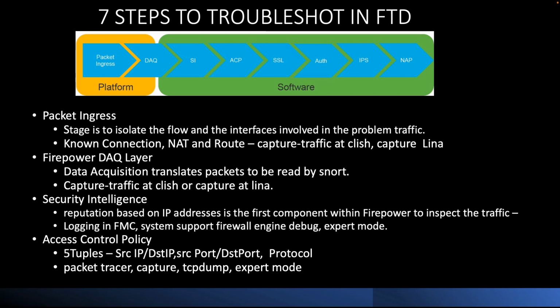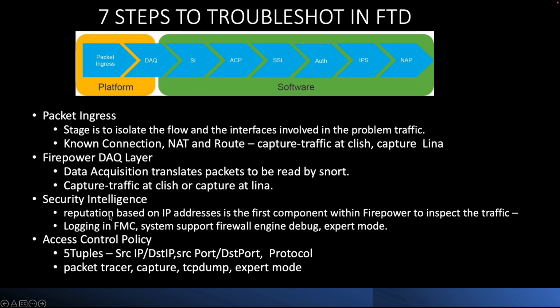So let me go back here. We can capture traffic in the CLI, we can capture at Lina like on an ASA: capture, the name of the capture, TCP, match, and so on. We will do that later. The DAC, same thing, right? Capture traffic at the CLI or capture at Lina. Like I said, the data acquisition translates the packets to be read by Snort.